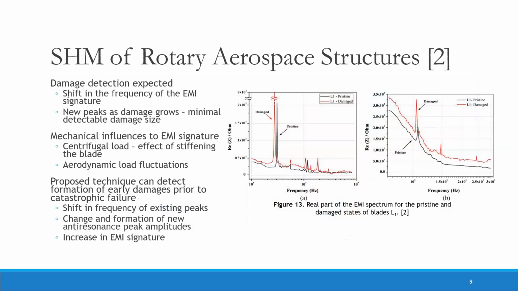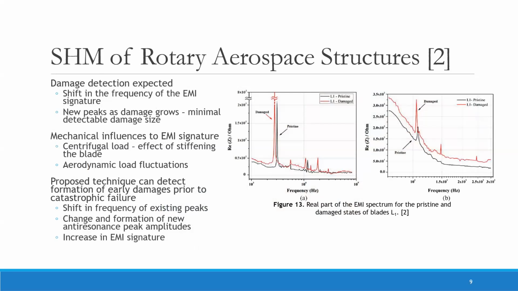To measure differences between the blades, shifts in the frequency of the EMI signature were detected. As the damage grows, new peaks in the impedance were measured as it grows from its minimal detectable size. While frequency shifts are justifiably detectable in the blade stationary mode, it is believed that mechanical resonance has a role in the reduction of the detectable damage size.